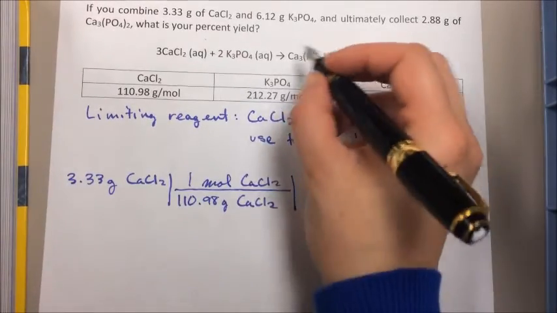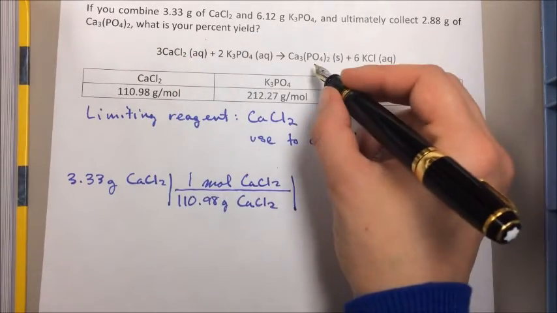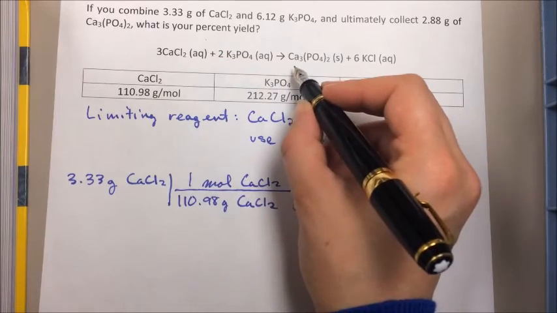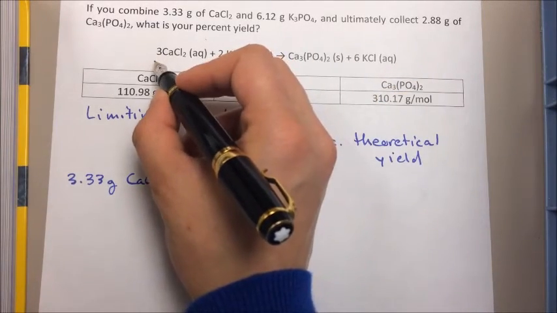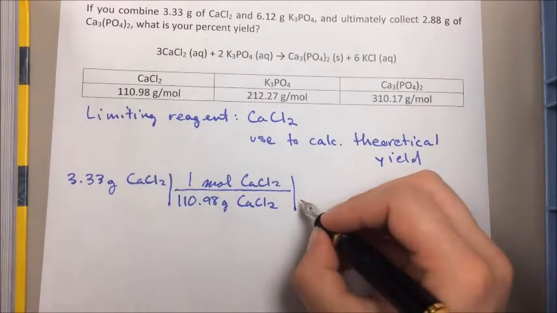We can use our chemical equation to convert moles of calcium chloride to moles of calcium phosphate. So we can see here, coefficient of 3, coefficient of 1. Therefore, our mole-to-mole conversion factor is 3 moles of calcium chloride to 1 mole of calcium phosphate.